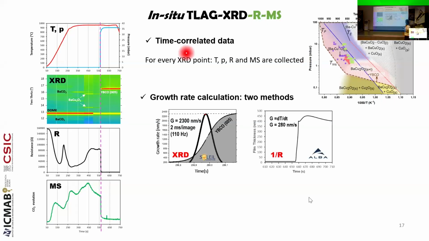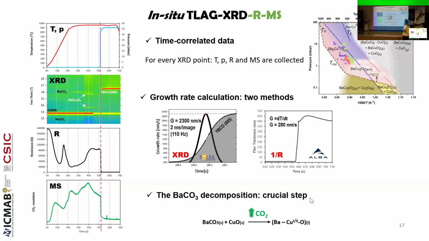And we can calculate the growth rate of this process by two methods. First is from the intensity increase of the 005 reflection of the YBCO, the epitaxial one, or from the inverse of the resistance curve. The critical step for the successful c-axis growth of REBCO phase is the barium carbonate decomposition. And so that's why we follow the evolution of the carbon dioxide throughout all the heating ramp and the dwell time in order to know when all the barium carbonate already decomposed and will be ready to be incorporated in the transient liquid.